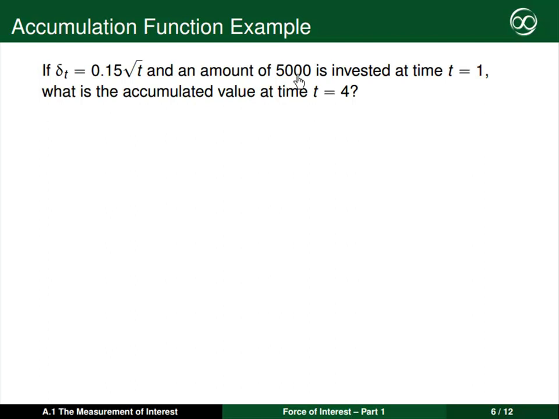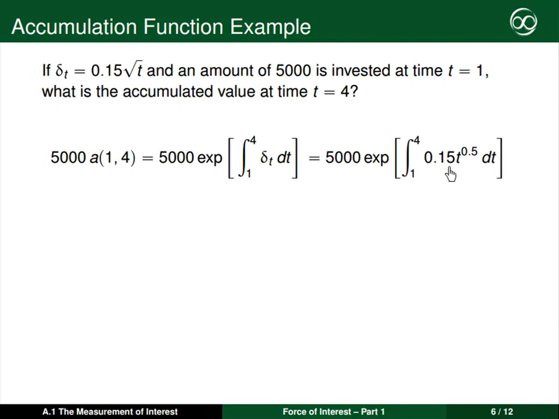Okay, so I'm taking $5,000 and I want to accumulate it from time 1 to time 4. And so we use this a of 1 comma 4. And to accumulate from time 1 to time 4 using the force of interest, I take the force of interest and I add it up from the beginning time, time 1, to the ending time, time 4, and I take the exponential. So now I'm given the force of interest is 0.15 times the square root of t, so plug that in, 0.15 times t to the 0.5. That's t to the 0.5, which is the same thing as the square root of t.